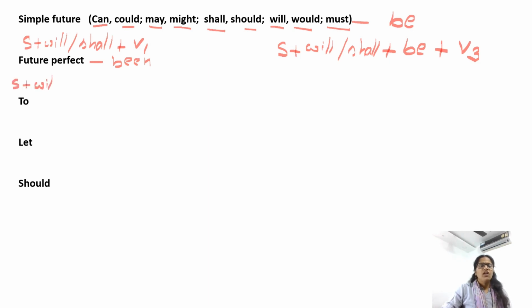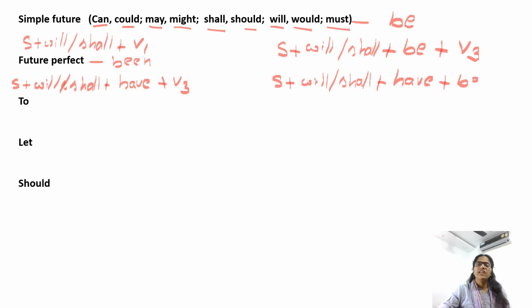Subject plus will or shall plus have plus V3 form of a verb. Passive voice structure is subject plus will or shall plus have plus been. So these are the rules of using extra be form in passive voice. If we have to in a sentence, we need to use be. If you have let in a sentence, we need to use be. Similarly, if you have should in a sentence, we need to use be.